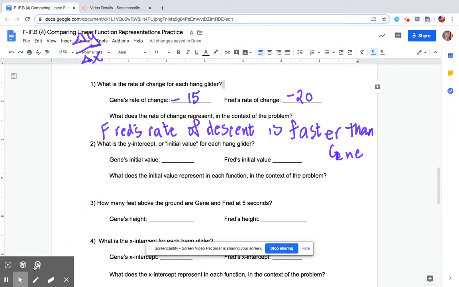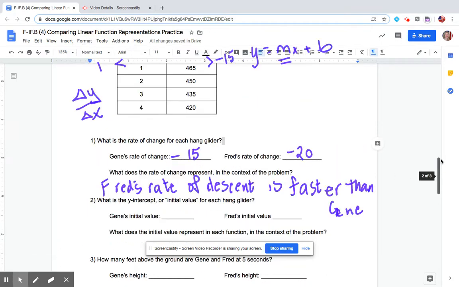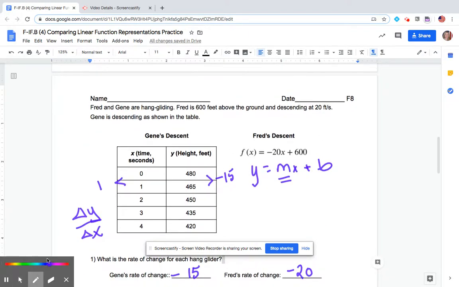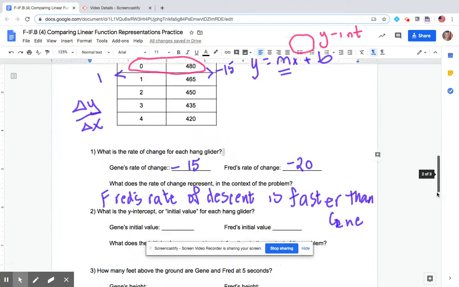Question says, what's the y-intercept of each hang glider? I need to go back to my table and go back to my equation. The y-intercept for Fred, it already told us he started 600 feet above the ground, so that's his y-intercept. And Jean's y-intercept is right here. 0 seconds into the hang gliding descent, he was at 480. So again, Jean was 480, Fred was 600.